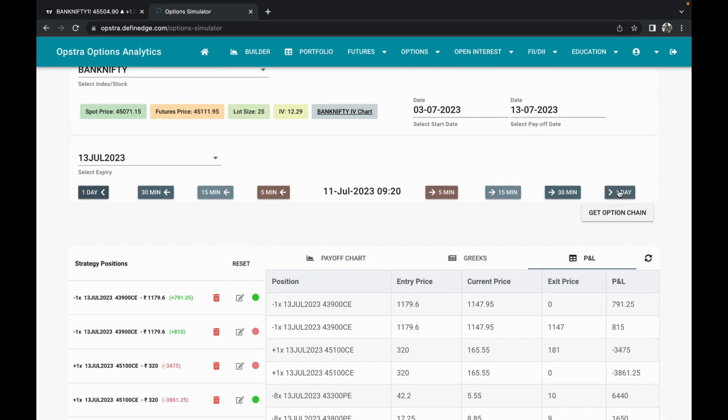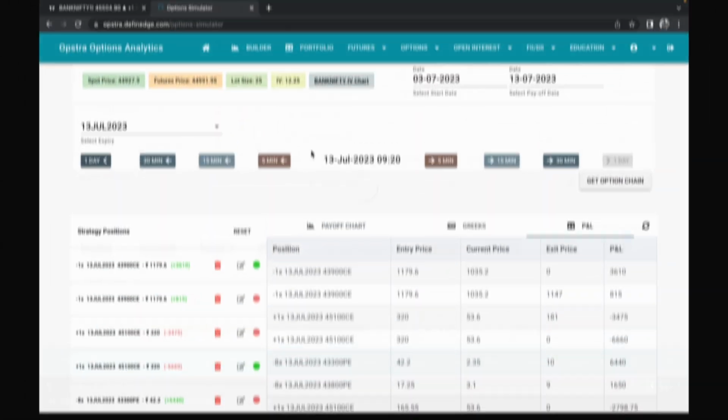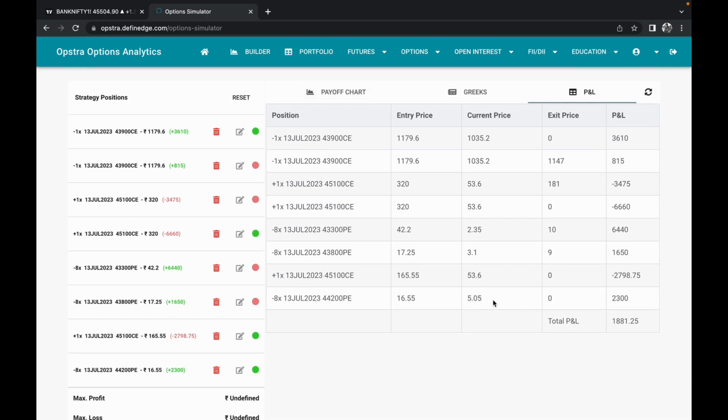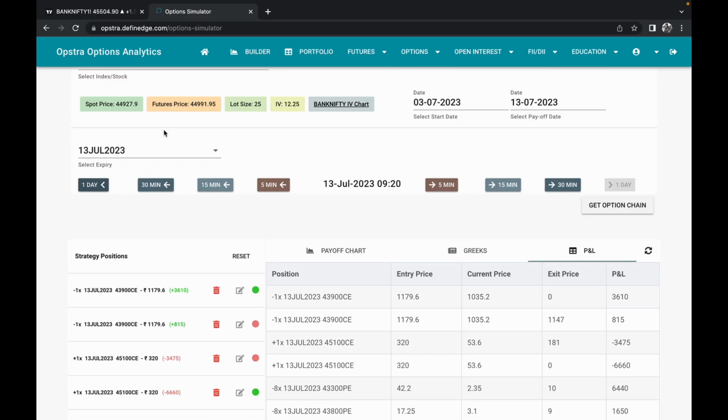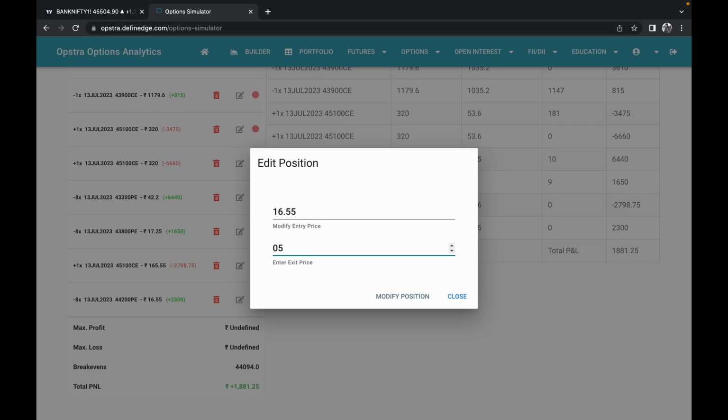Let's move on further with the next day. As you can see, the market has gone downside and there is no loss in the premiums on the put side. Let's move on to the next day. There is almost no significant movement in the market, but the premiums have gone down and I'm having only 5 rupees premium left on the put side. We are going to do the same thing. Since the market has gone up, we are going to square off this position.